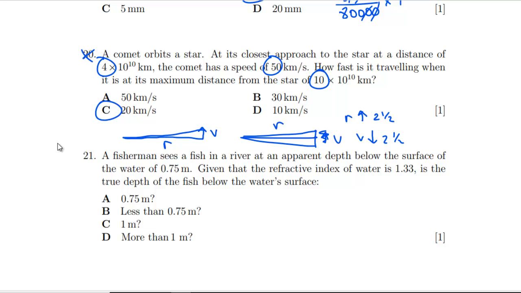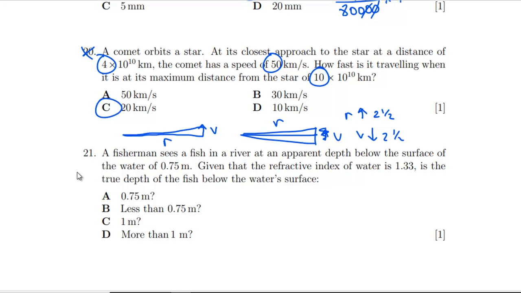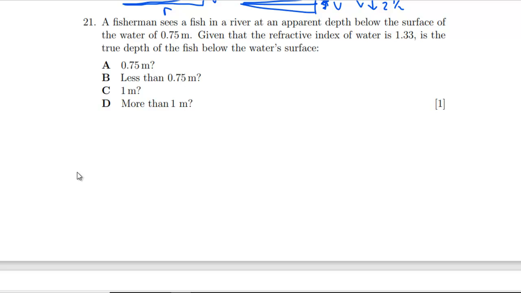A fisherman sees a fish in a river at an apparent depth below the surface of the water of 3/4 of a meter. Given the refractive index of water is 1 1/3, is the true depth of the fish below the surface? Oh, right, okay. Where is the fish actually then? Right, well, let's draw a picture because I don't really know where I'm going with this. This seems really quite difficult.